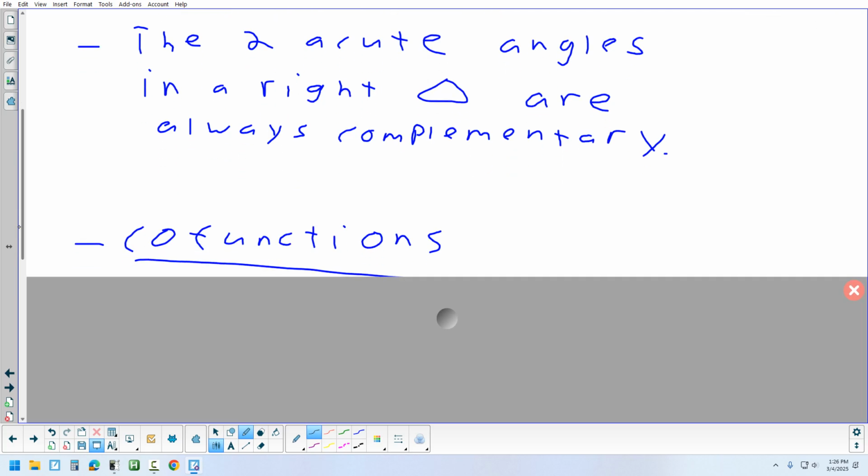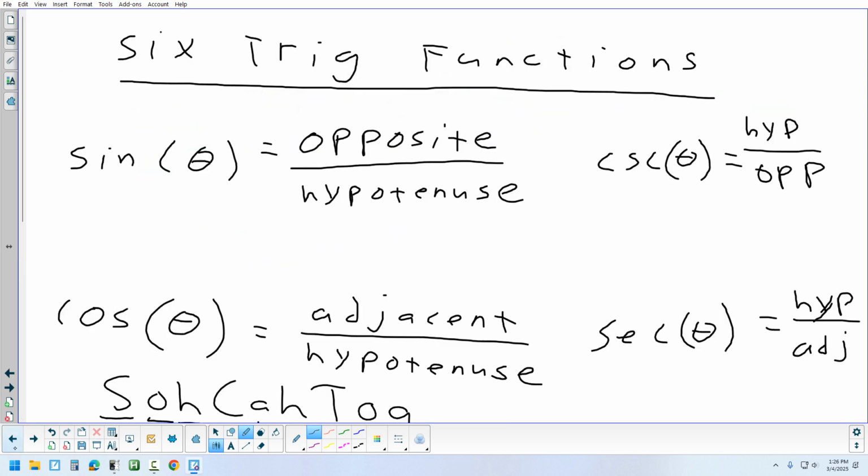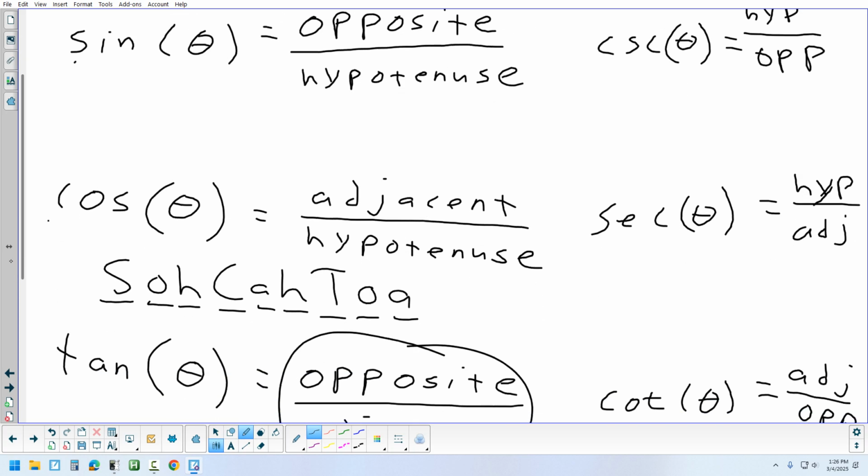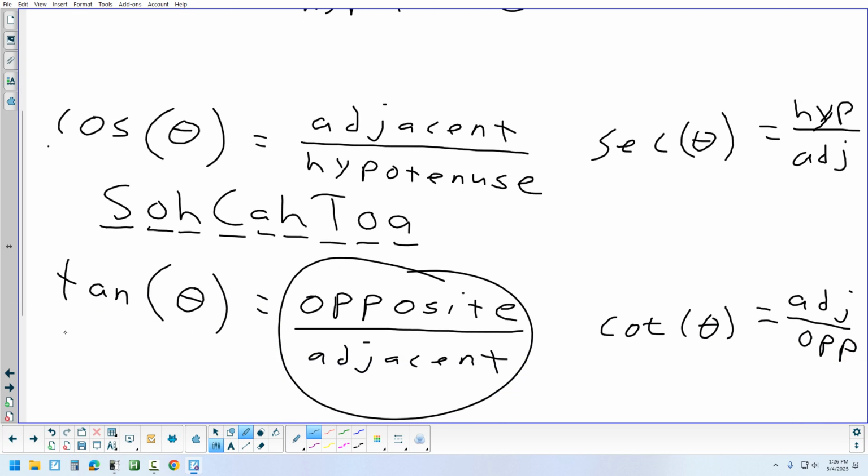Next, we're going to tie this in with complementary, or what are called cofunctions. The way we've been pairing up trig functions are called reciprocals. Sine and cosecant are reciprocals because you flip one to get the other. Cosine and secant are reciprocals. Tangent and cotangent are reciprocals. Flip one to get the other.